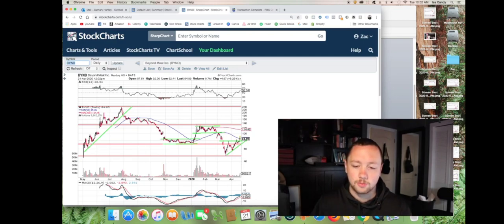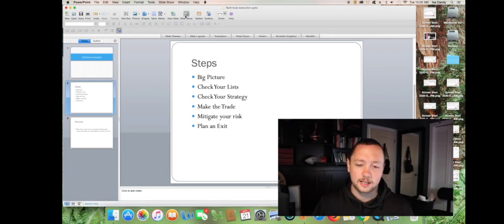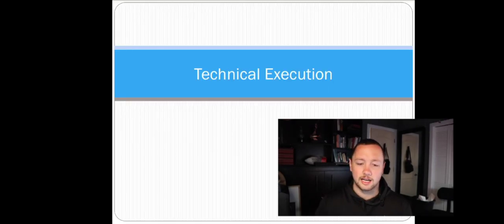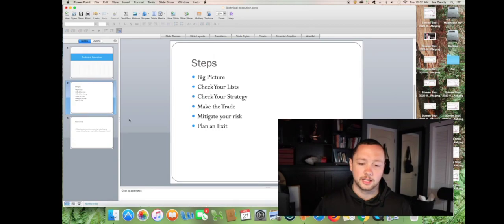Now, if it keeps going up, 140, the ultimate exit would be here at 240 again, or even own it until it continues. But if you could get out at 120, 130 here right before it approaches that resistance, I think that would be your ideal target to start with. Now, that was the entire execution and the risk mitigation. The last thing that you want to talk about is planning your exit.